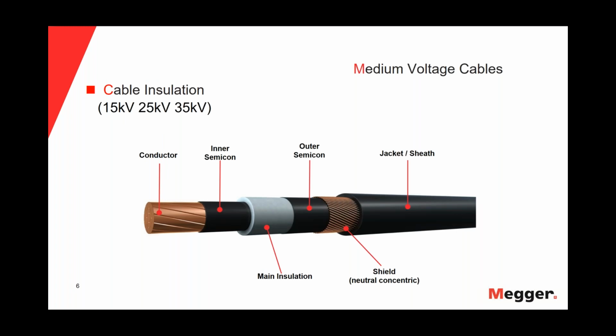Well, let's start with the basics for medium voltage cables. We are seeing in the slide the classic single-phase cable in which we have a center conductor that could be of copper or aluminum material. Then we have this inner semicon layer. Next, we have the main insulation of the cable. We will continue with the outer semicon layer. Then next we will have the neutral concentric shield of the cable, and finally we will have the jacket or sheath of the cable.